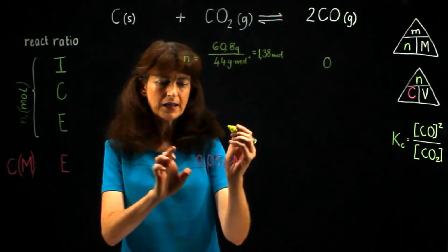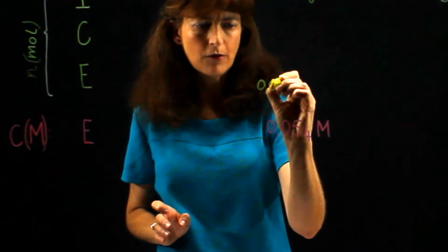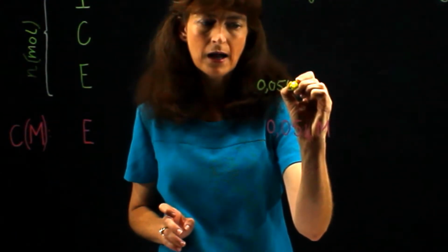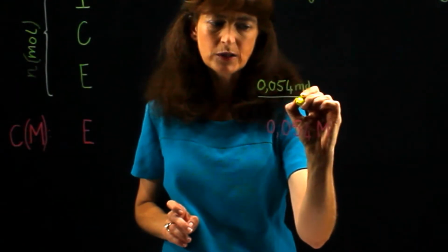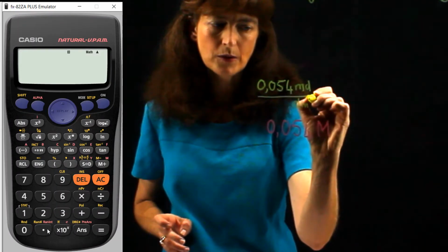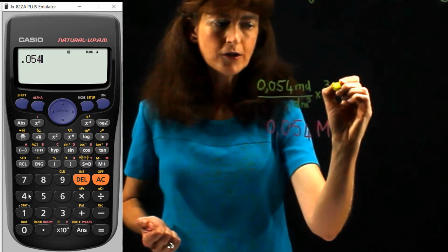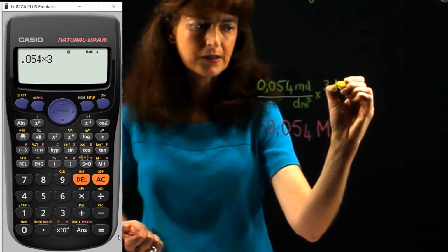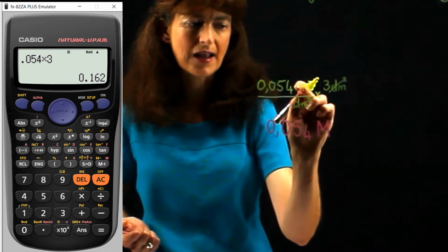So all we need to do here is multiply this 0,054 molar, and I'm going to give it in the unit mole per decimeter cubed, which is the same thing as molar, to make it clearer how the units cancel. And the volume we're given is 3 decimeter cubed. Notice how the decimeter cubes cancel. We're left with the moles.